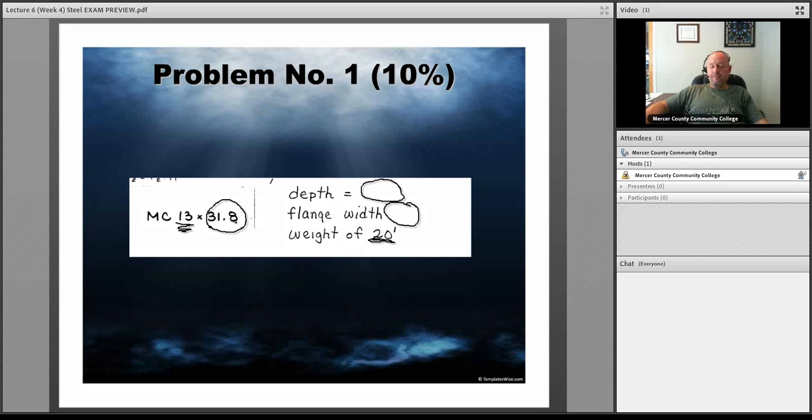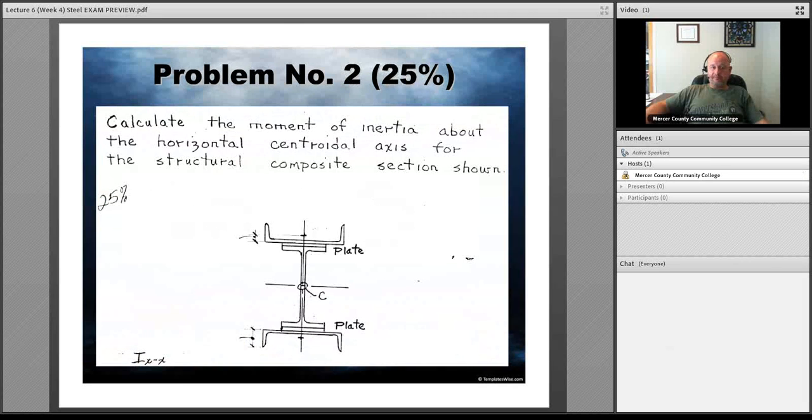All right? So hopefully that's not too bad. It's looking some things up with a little bit of computation. We just want to make sure everyone's clear on how to read from the table. All right? Next problem, and this is probably the most time-consuming problem. It's worth 25% of the exam.